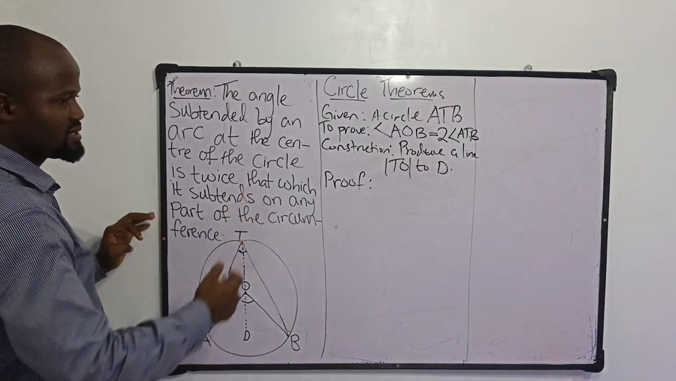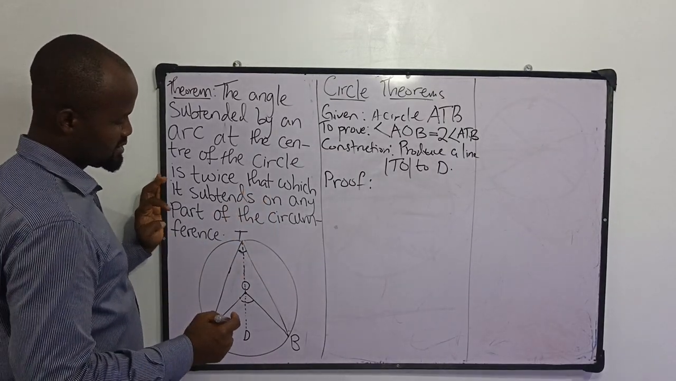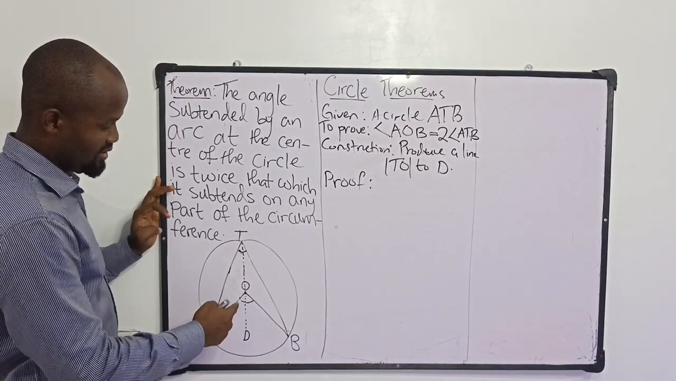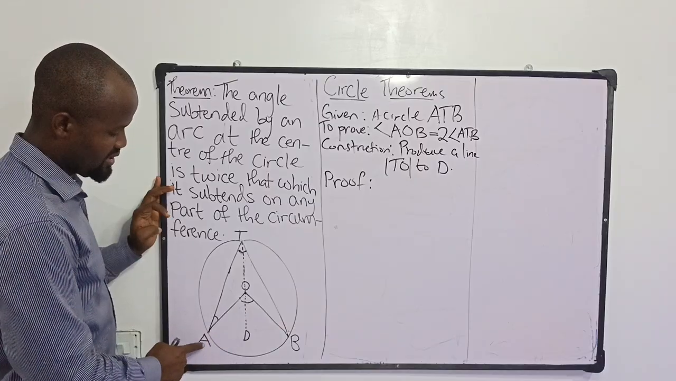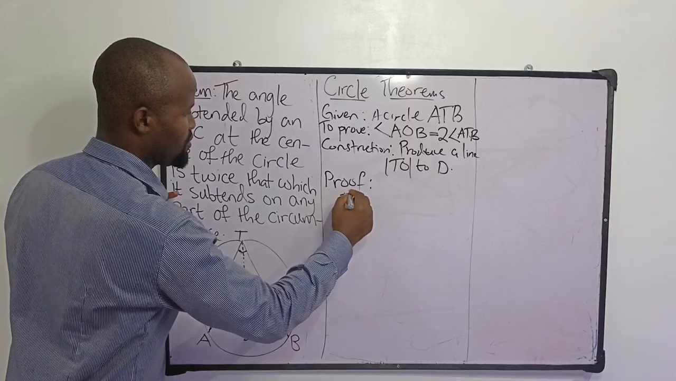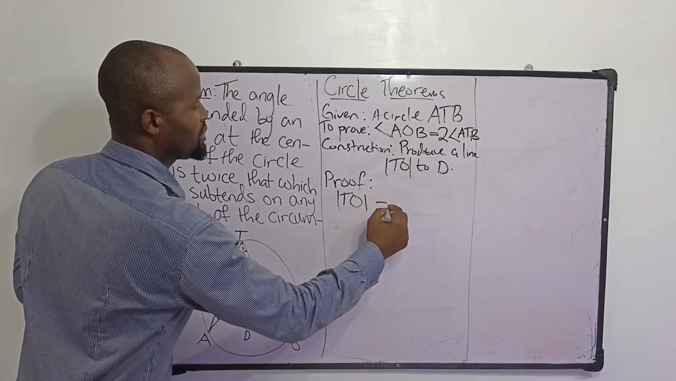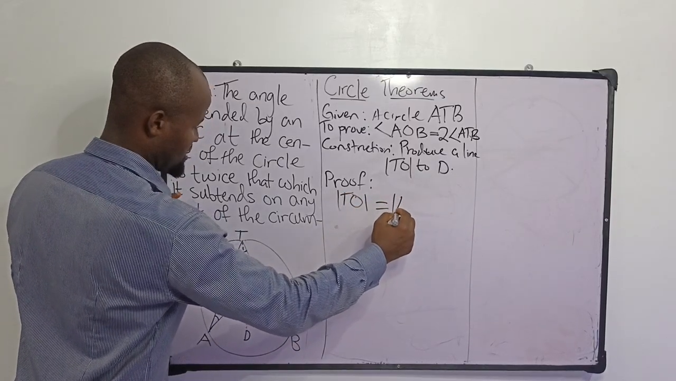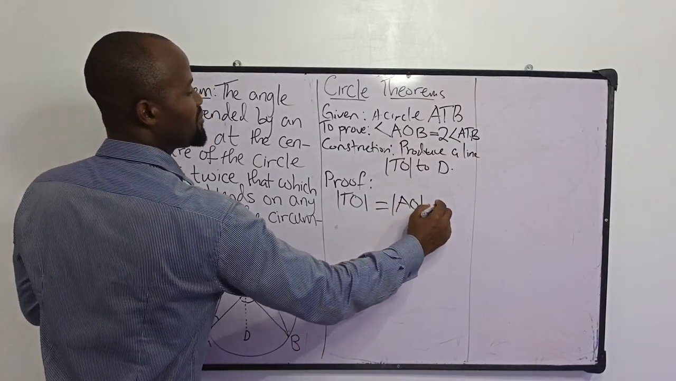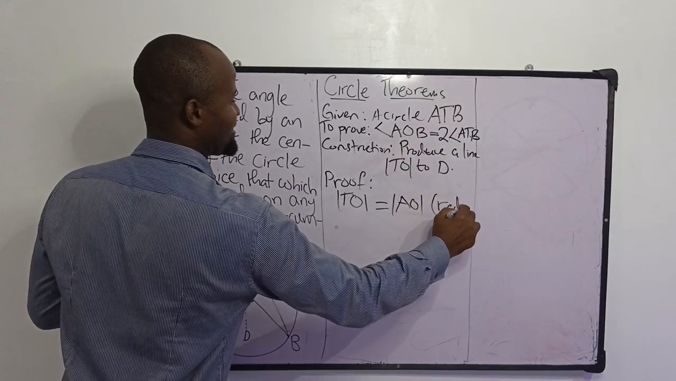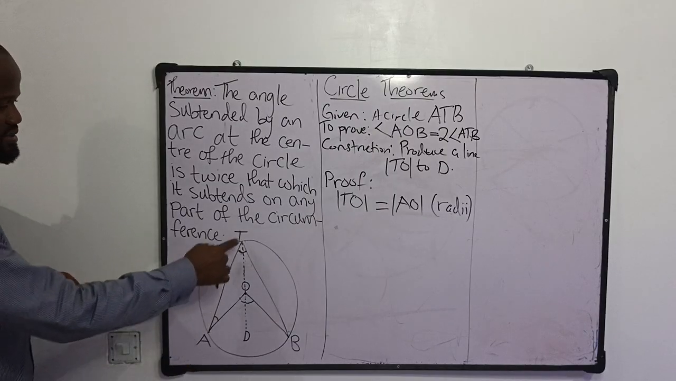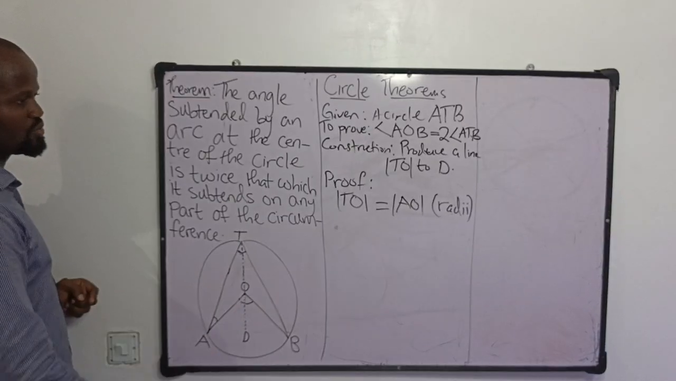So how do I write this down in my proof? I'm going to come here and say, first of all, line TO equals line AO, and I'll give the reason by the side. So I'm going to say line TO equals line AO. And what's the reason? Both of them are radii. This is a radius, TO, and AO is also a radius.